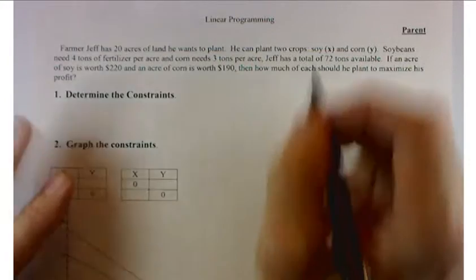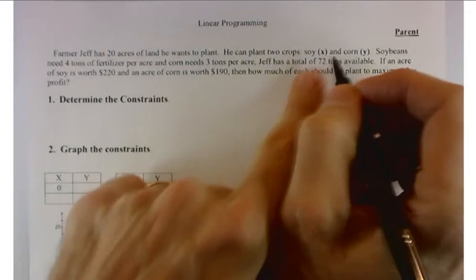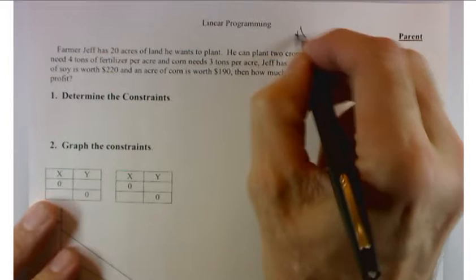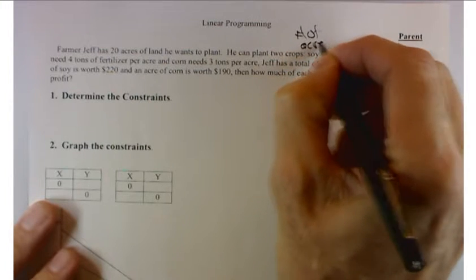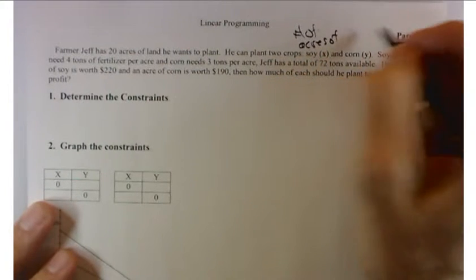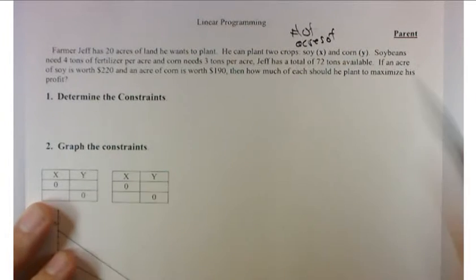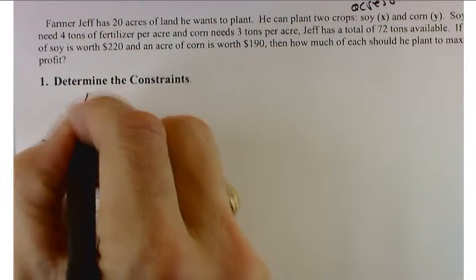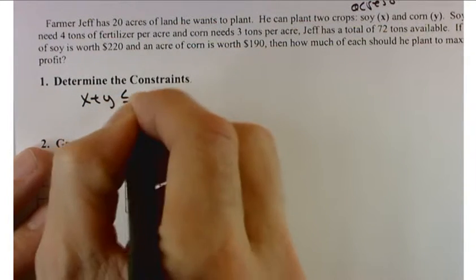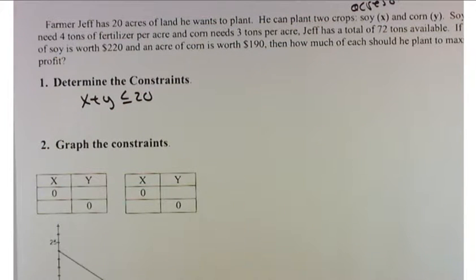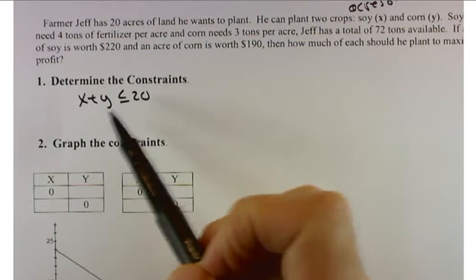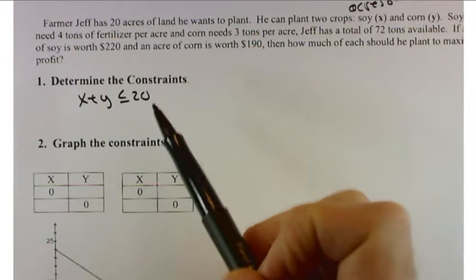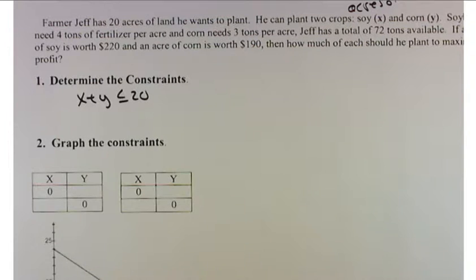So we're going to let X be the number of acres of soy, and Y is the number of acres of corn that you plant. Now, our farmer has a maximum of 20 acres. So that gives you a constraint that is X plus Y is less than or equal to 20. So the number of acres of soy and corn that you can plant is at most 20. So that's a constraint that you have to work under.